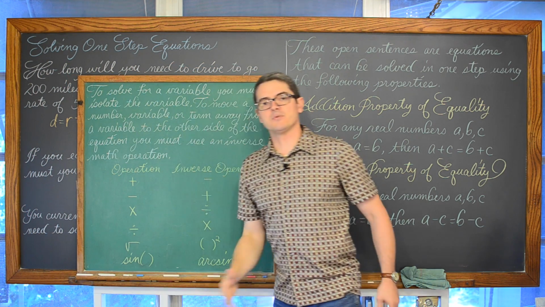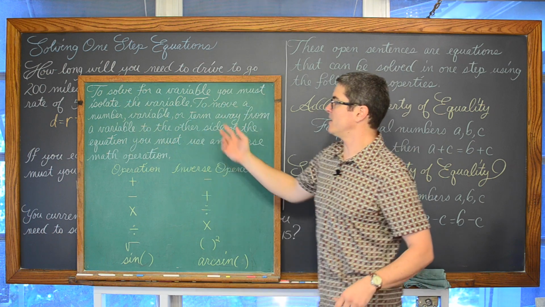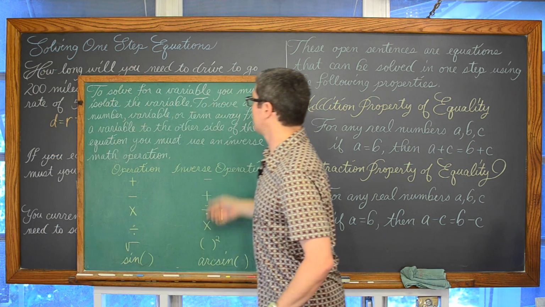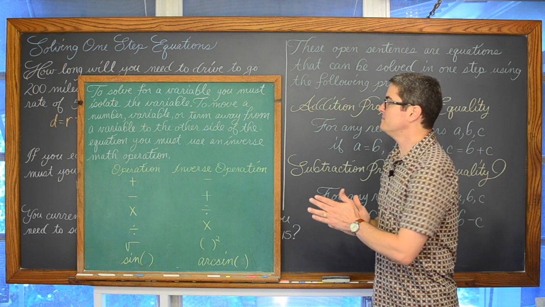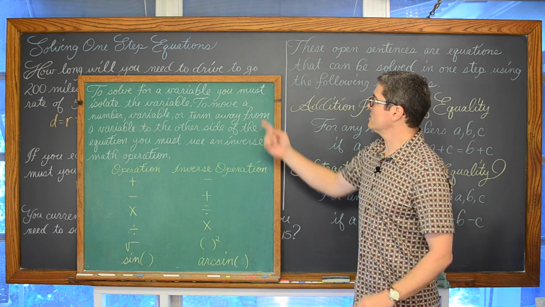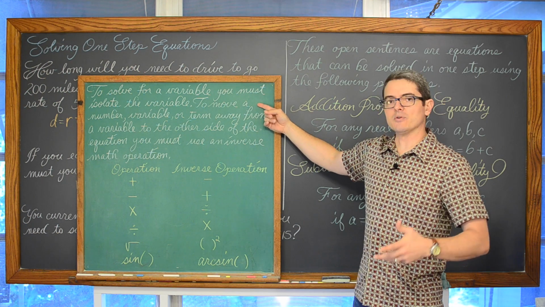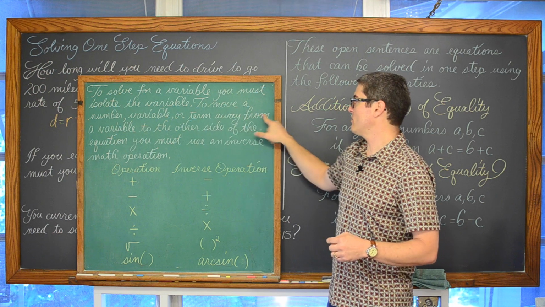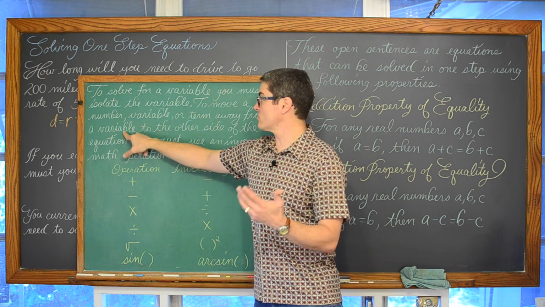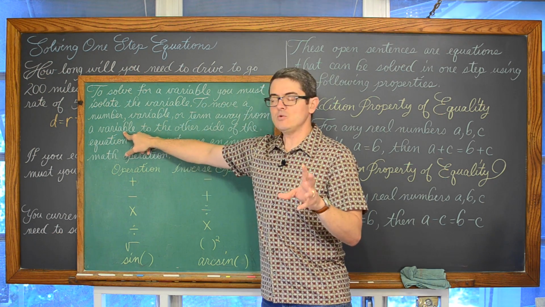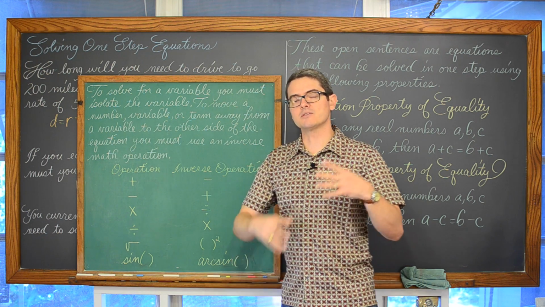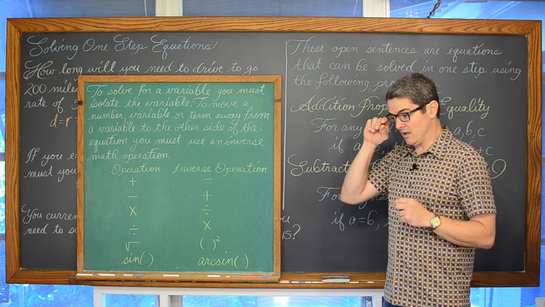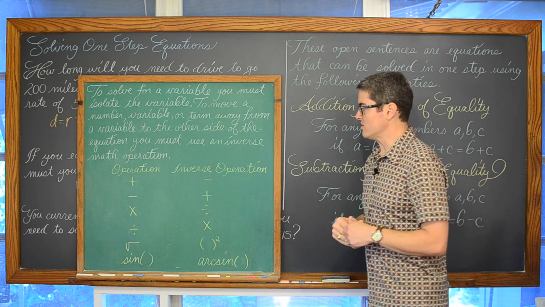Now there are more examples of inverse math operations, but to get the glare out of there: to solve for a variable in an open sentence, in an equation, you must isolate that variable. Simply get it alone. Yes, you can have an equation with more than one variable in it, but this is only the beginning of us learning how to solve equations. So we're only going to have one variable in our equations.